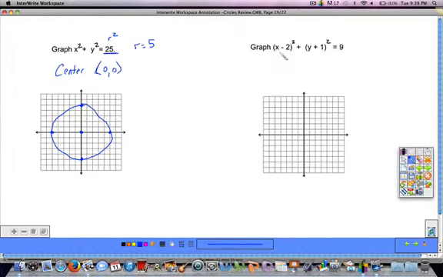Okay, and then (x minus 2) squared, (y plus 1) squared, yada yada. Center, what is it? You should have that by now. 2, negative 1, and the radius, square root of 9 is 3. So my center is at 2, negative 1, right? Right 2, down 1. And a radius of 3: 1, 2, 3.